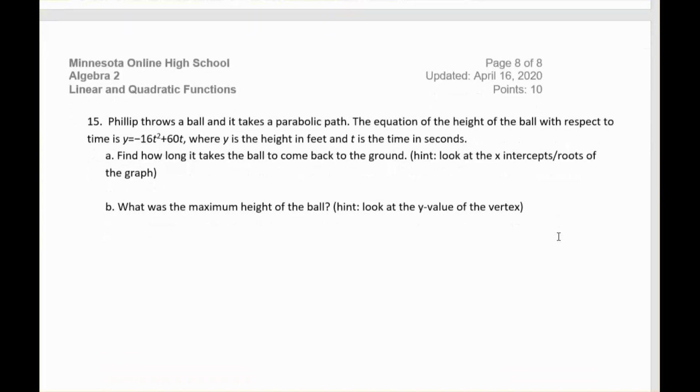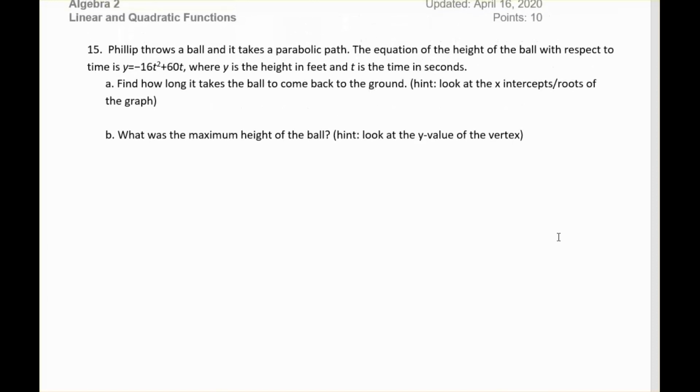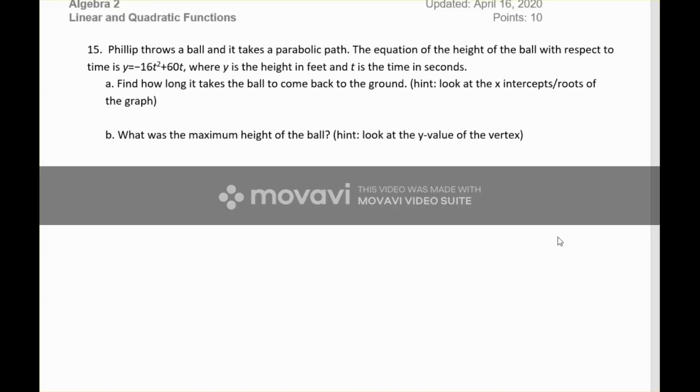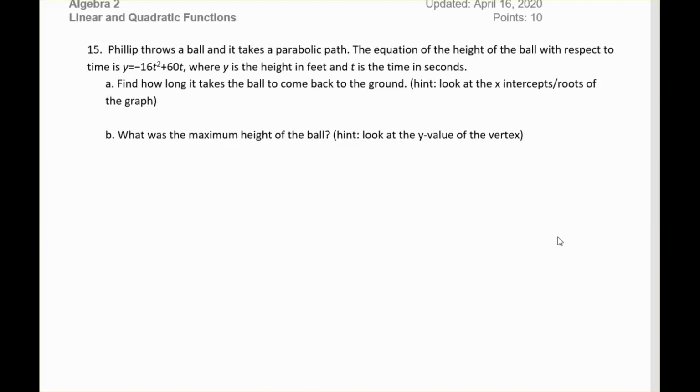And then finally, there's a real-world problem of Philip throwing a ball, and he's got this equation, and you're going to find out how long it takes the ball to come back to the ground, look at the x-intercepts or roots, and what's the maximum height, look at the y value of the vertex. This one might be a good one to graph.